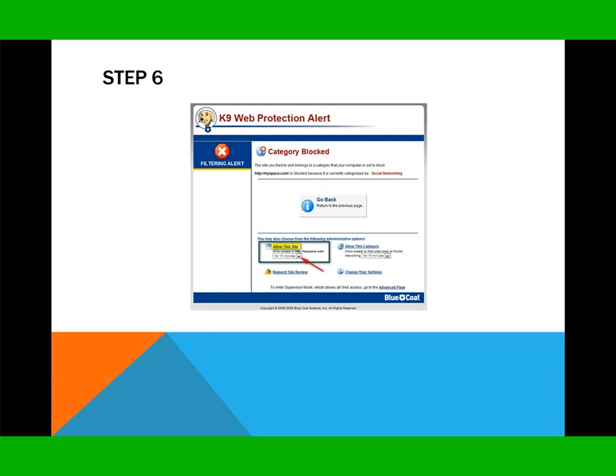Now, the options here, the first one that I highlighted and put a box around with the red arrow, gives you an option to allow this website. But if you look to the right of that box, you also see where you can allow this category.